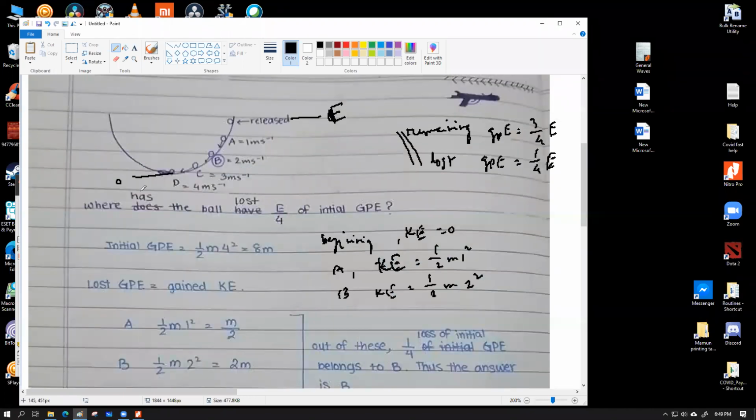You have to understand that the amount of k gained by this object is the amount of GP to start with, which means initial GP should be equal to final k, which is 8m. Can we understand this much? Because in this process, GP will be converted into k. GP টা আস্তে আস্তে কমবে, k টা আস্তে আস্তে বাড়বে। So যদি 1/4 initial GP লুজ হইতে হয়, তার মানে গেইন অফ k হইতে হবে 1/4 অফ GP। যতটুকু GP লুজ হবে ততটুকু k তো গেইন হবে, রাইট?